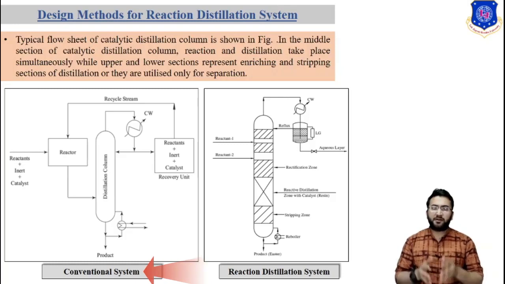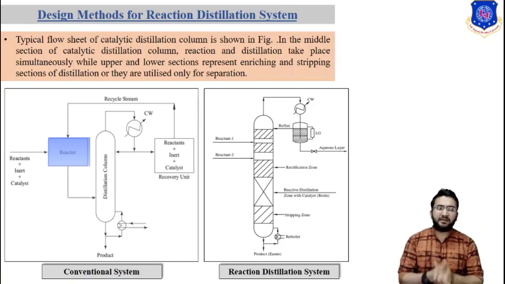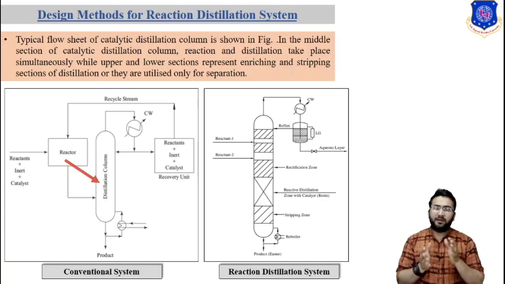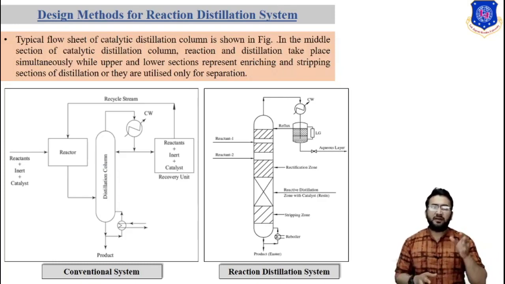In the conventional process, the first step is the reaction step. In this step, reactants are brought into contact with the solid or liquid catalyst at appropriate temperature and pressure. In the second step, the stream from the reactor is sent to the separation section where the desired product is separated from unconverted reactant, catalyst, byproduct and inert. In most cases, the separation is done by distillation, when the concept of reactive distillation is applied to such a process. So, this is a conventional system, and this is a reactive distillation system.